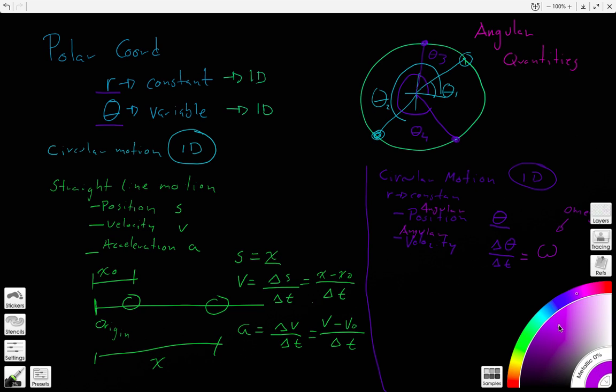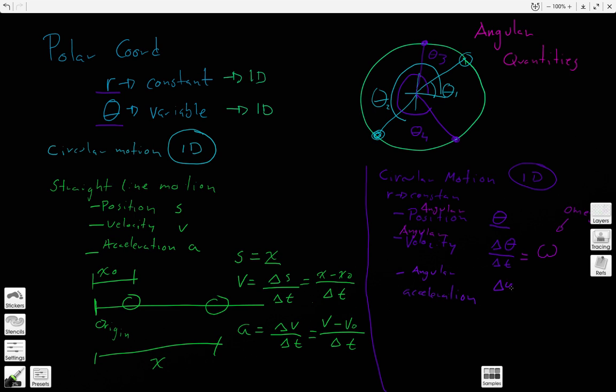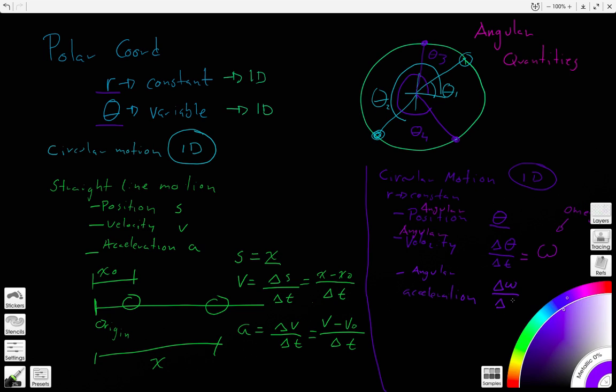And if we have angular velocity, then we must have something called angular acceleration. And this is my change in angular velocity over my change in time. And this is called alpha.